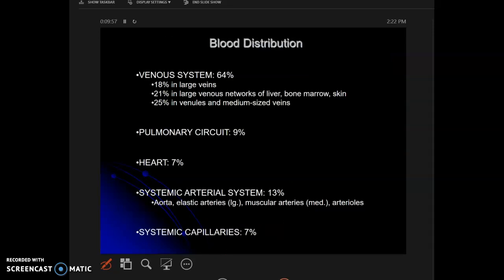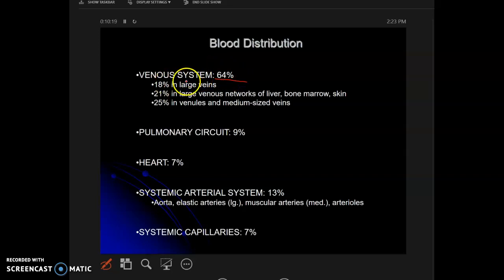Blood distribution, important slide. Where is blood found the most? In the venous system. Now I will not be asking you the number. At no point will I say, okay, what's the percentage of blood distribution in the venous system? The question will be true and false, or multiple choice.